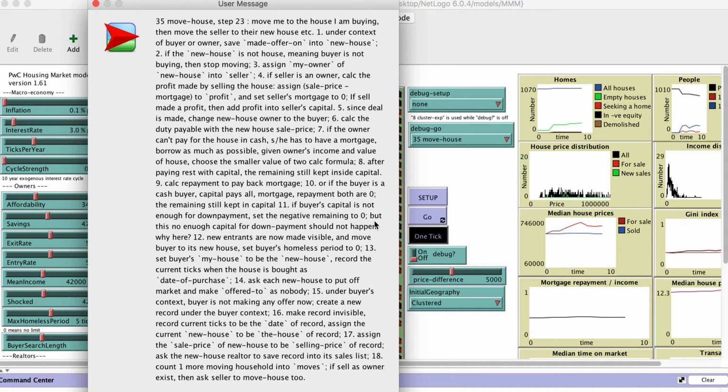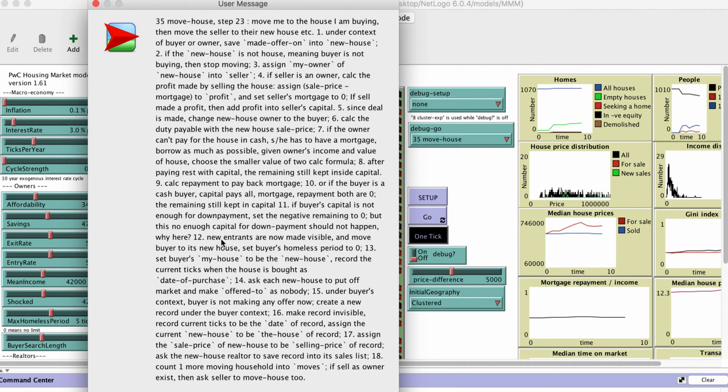But here is the problem. If the down payment is more than the buyer can afford, how could the transaction be made? There's not enough money. How can we do this? This is a question. Okay, put this question aside.